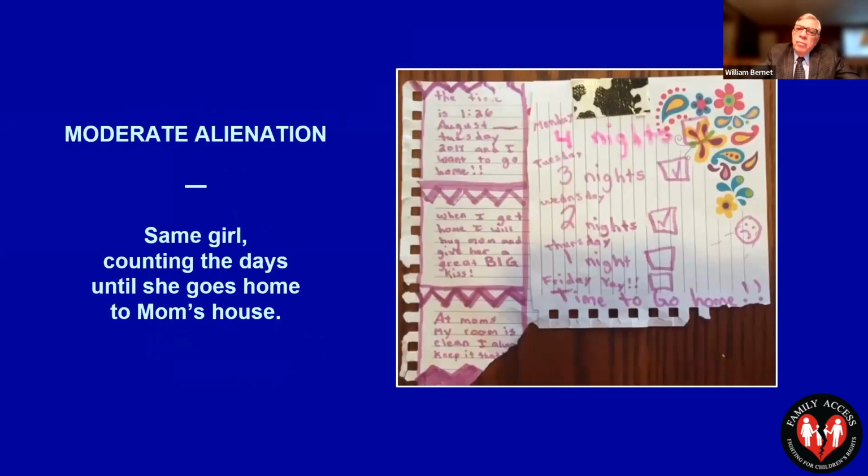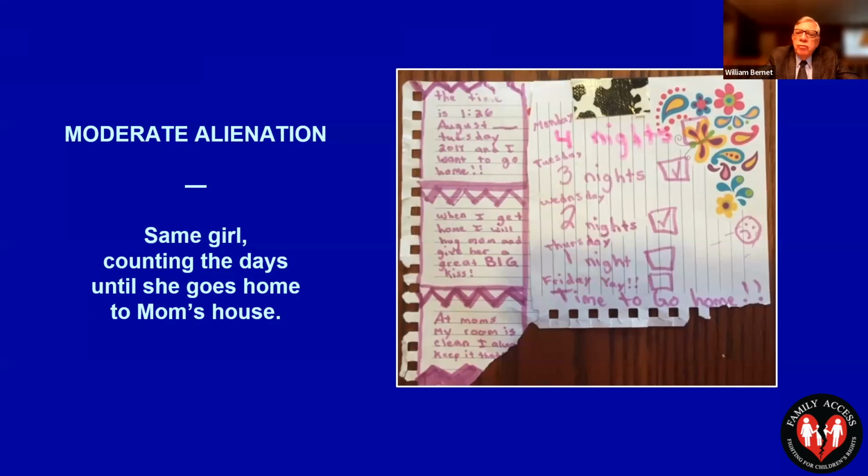So the next one I've interpreted as moderate, because in this, she's in Dad's household, but she's actively calculating how long it's going to be that she can go back to Mom's house. And we can read some of this on the left-hand side. She's counting the days in August, and she says, I want to go home. And then she says, when I get home to Mom's house, I will hug Mom and give her a great big kiss. And then she says, at home, at Mom's, my room is clean. I always keep it that way.